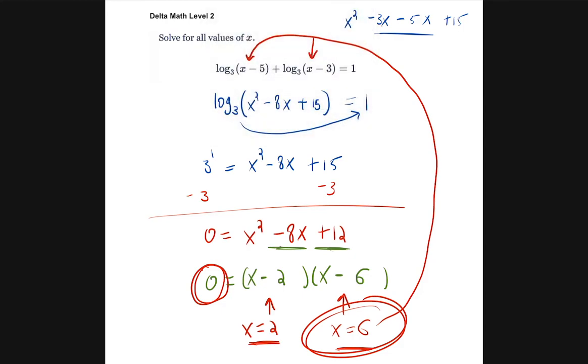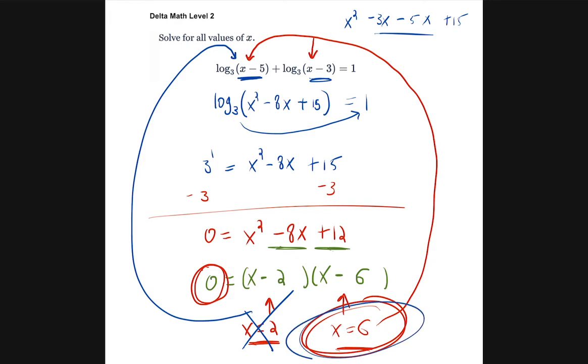But when I go to 2, remember I said last time, you can't just rely on whether your x value is positive or negative. What matters is when you plug in the x value, 2 minus 5 is negative 3. 2 minus negative 3 is negative 1. You cannot take the log of a negative number, so when you plug in 2 for x, both of those arguments would be negative. So 2 is extraneous. The only answer here is x equals 6.